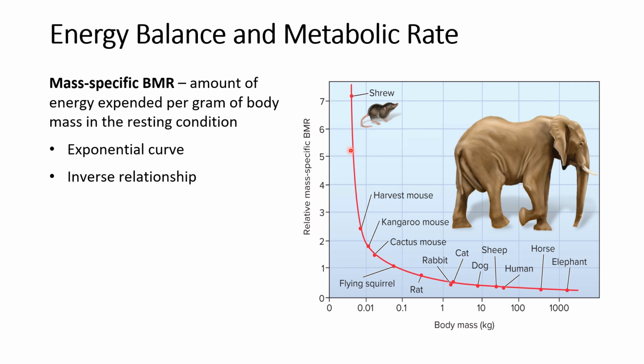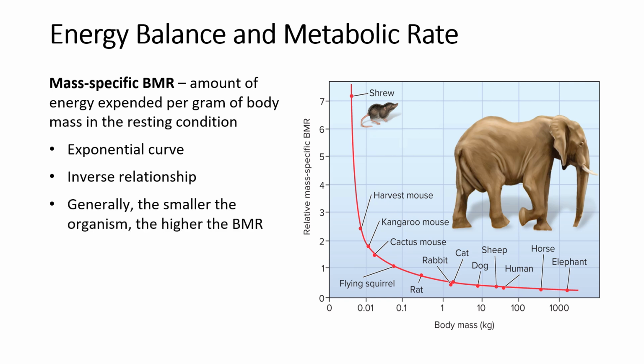It's an exponential curve and an inverse relationship, basically telling us that smaller organisms, such as the shrew here and the mouse and the kangaroo mouse, right, really small mammals, have a much higher basal metabolic rate. When we compare that to an elephant or a horse, even a human, our metabolic rates are much slower because we're larger organisms. So generally, the smaller the organism, the higher the basal metabolic rate.